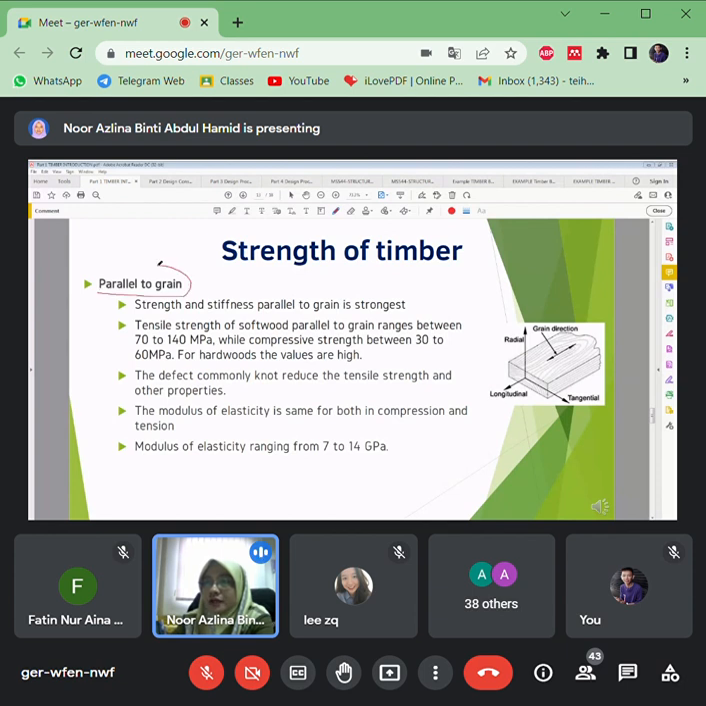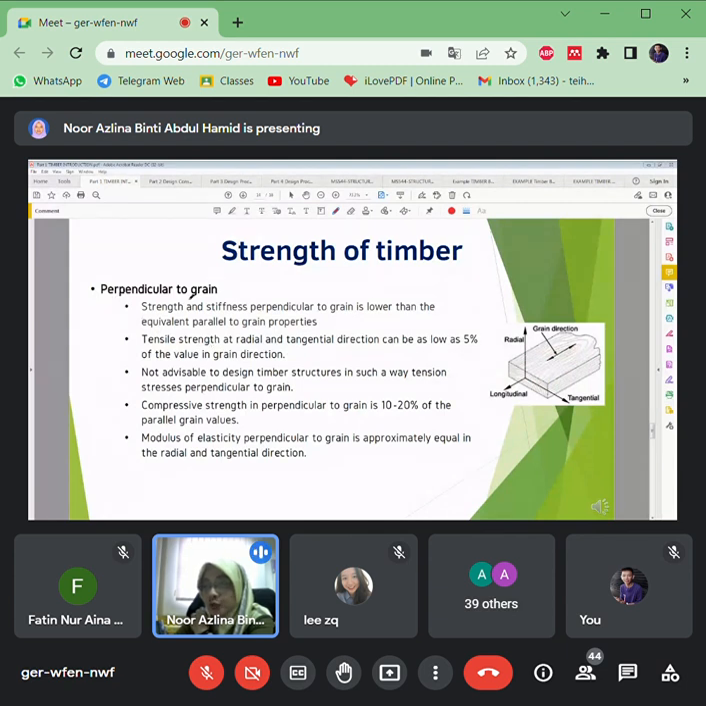Okay, so this is what I mentioned about parallel to the grain, which is the strength and stiffness parallel to grain is strongest compared to the strength and stiffness perpendicular to the grain. So this is the strength and stiffness that we calculate parallel to the grain, while this is the stiffness or strength that we calculate perpendicular to this grain here. Okay, so it is noted here that the tensile strength of softwood parallel to grain ranges between 70 to 150 megapascals. Okay, once it's compared to this perpendicular to grain here, you can see all the data here, which is the strength and stiffness quite lower compared to the strength of timber parallel to the grain.